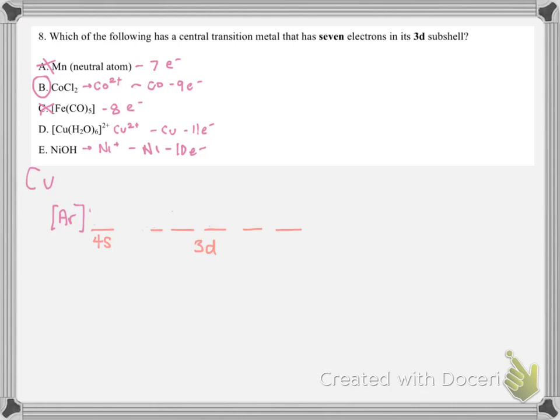And this is one of our exceptions. So what we're going to do is only have 1 electron in the 4s, and instead we're going to completely fill the 3d. So this is an exception, and the other metal that's similar to this is chromium, where we end up with 1 electron in the 4s, and then we half fill the 3d subshell.